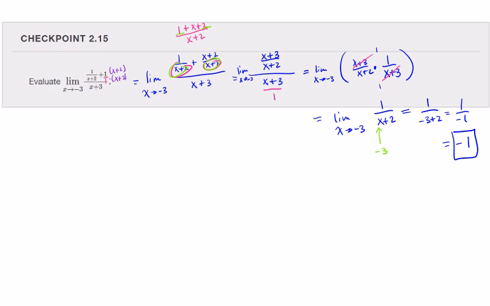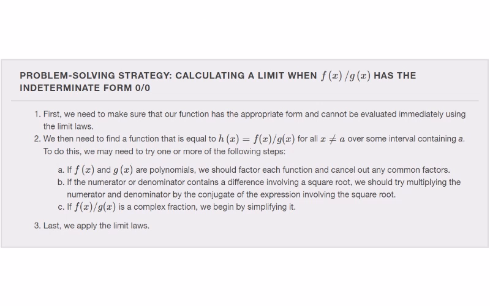And to reiterate, now we went through all three of these possibilities, right? We talked about factoring and canceling, right? Factor and cancel. We talked about multiplying by the conjugate, right? And that's when we have square roots, okay? And then the last one we did was when we have a complex fraction, we simplify it, right? And that's what we just did on this last one.